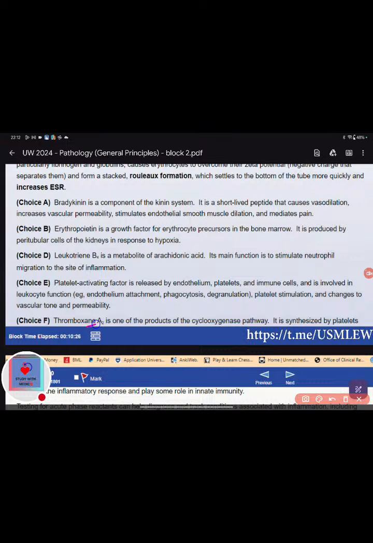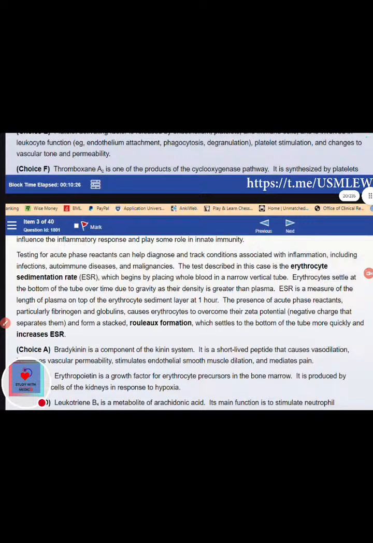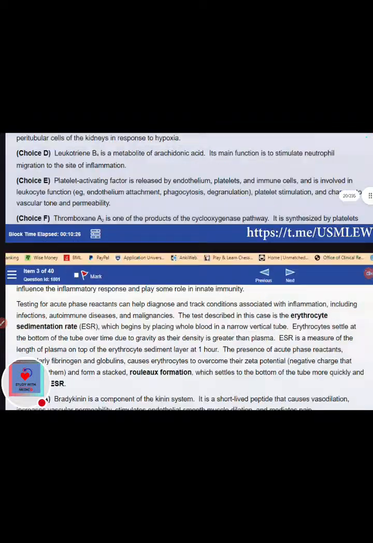Option F was given. Thromboxane A2 is one of the products of the cyclooxygenase pathway. It is synthesized by platelets, influences the inflammatory response, and plays some role in innate immunity.